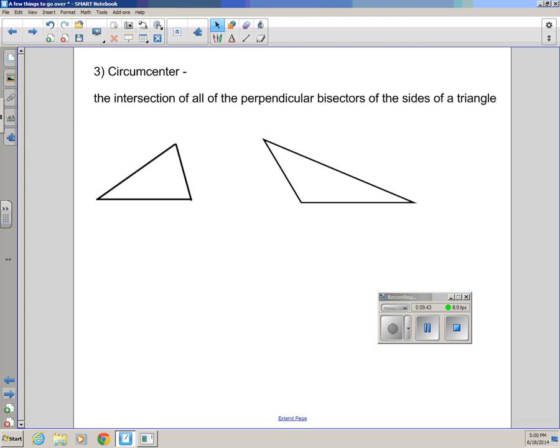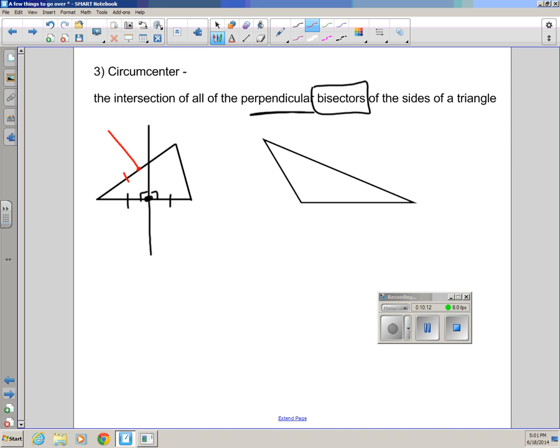The circumcenter is the intersection of the perpendicular bisectors of the sides of a triangle. Now, this one's a little different. Perpendicular bisectors have to be perpendicular, and they have to go through the midpoint. So I'm not going to connect to a vertex necessarily. For example, here's one perpendicular bisector. It's bisecting and we have perpendicularity. Here's another one. It's bisecting and we have perpendicularity. Here's my third one. We're bisecting and we have perpendicularity.